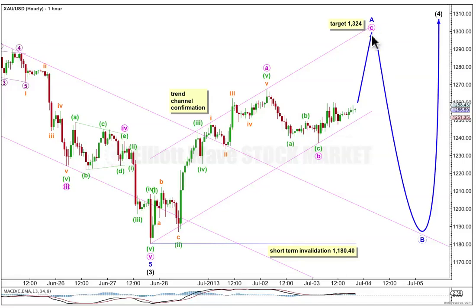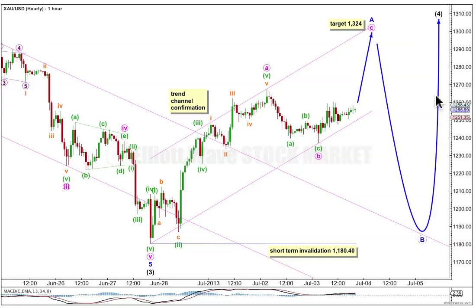and for a flat correction, the B wave within it must be at least 90% the length of the A wave. And the most common type of flat is an expanded flat. That requires the B wave to move beyond the start of the A wave so that it's 105% the length of the A wave or longer. So a new low below this point after this upward zigzag is complete is actually quite likely. So this downwards move should take a few days and be quite deep.